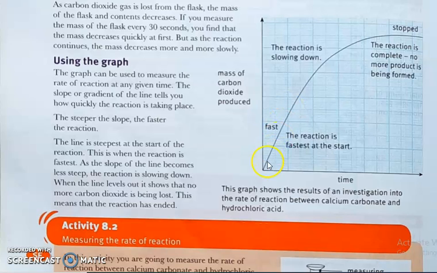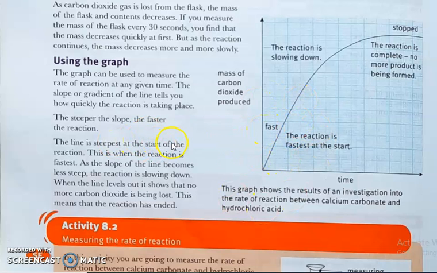Like that, this particular line is steep. This shows that the reaction is fast at the initial stage. When it is steep, it shows the reaction is fast at the initial stage. So the reaction is fastest at the start because the line is steeper, and we can analyze by taking the slope. So the steeper the slope, the faster the reaction.